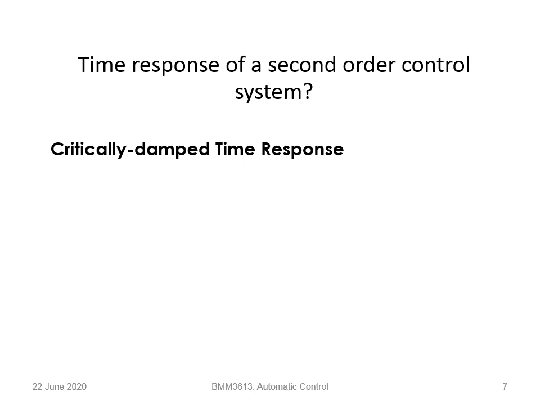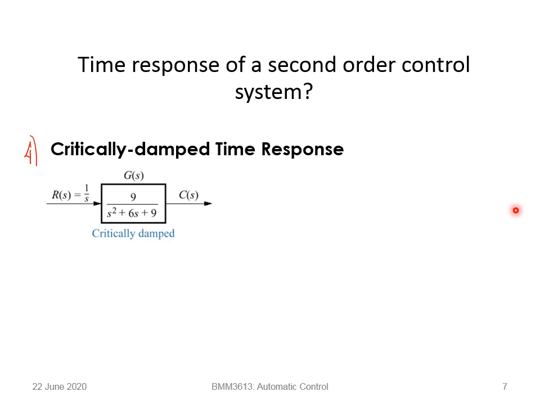So here we come to the last and the fourth category of second order time response, which is what we call critically damped time response. What does it mean by critically damped? Let's take an example of a transfer function. Now we have this at the denominator. You know that the part that's important to look at is the denominator, because this is the part that will give us the position of the poles. So now the position of the poles depends on s squared plus 6s plus 9.